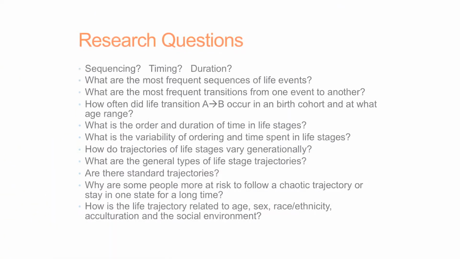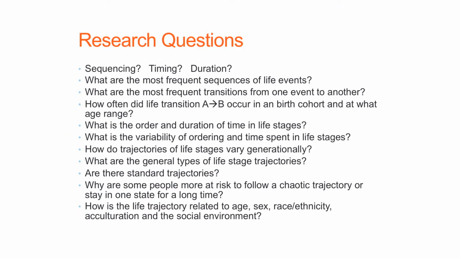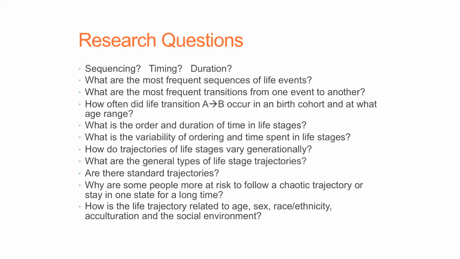So part of it does come in with the research questions, because they are different from genomics questions. The research questions are typically about the sequencing, the timing, and the duration of events or states that people might be in over a time period. So we might ask, what are the most frequent sequences of life events? We might ask, what are the most frequent transitions from one event to another? So for example, somebody might be transitioning from higher education to their first job.